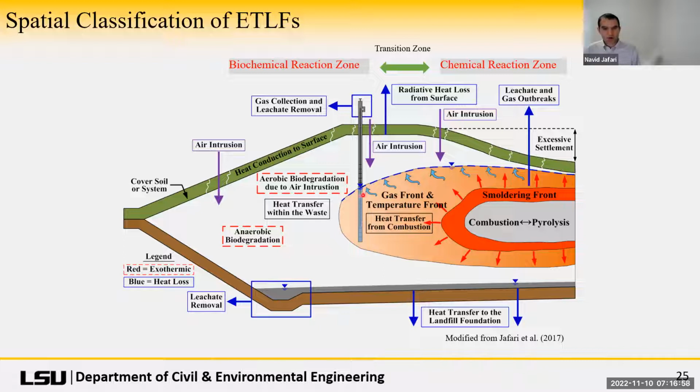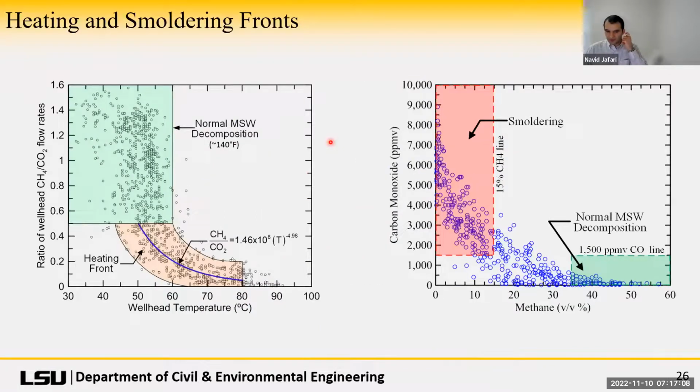So we took all the data that we've compiled for this case study and said, well, how do we tell this zone from this zone? And what we're going to be using is wellhead temperature and the ratio of methane to carbon dioxide.